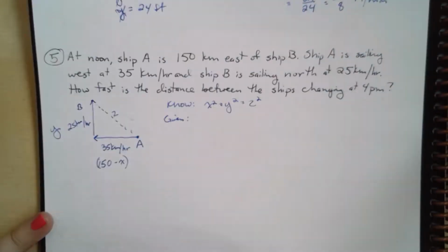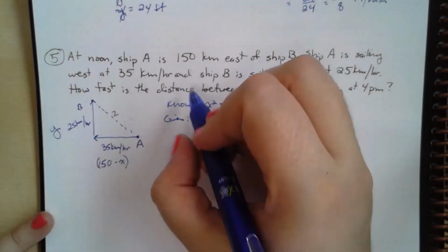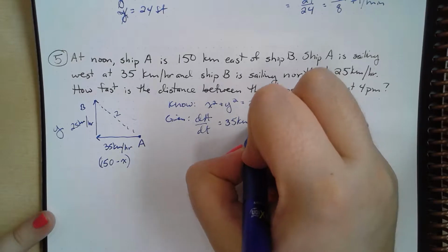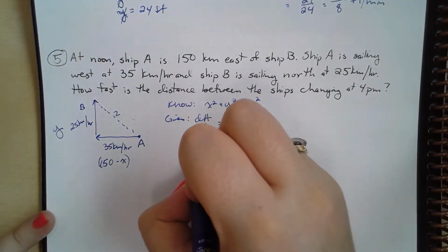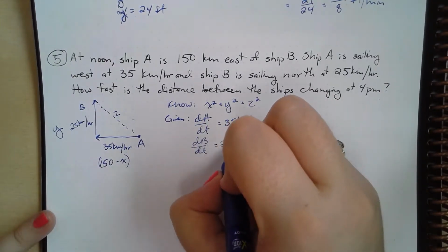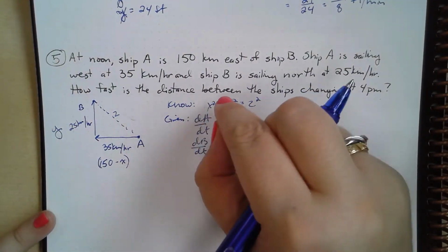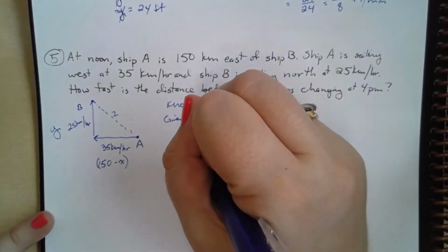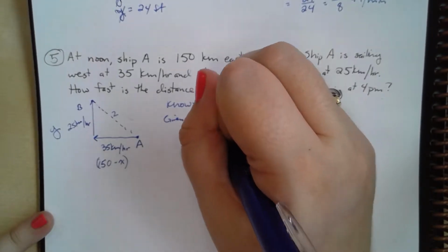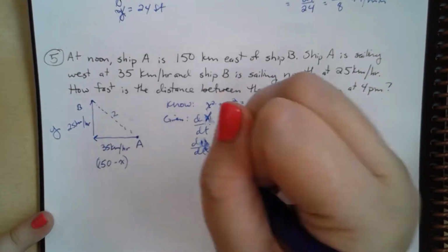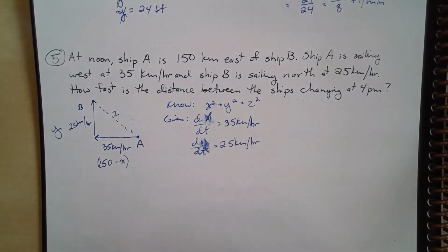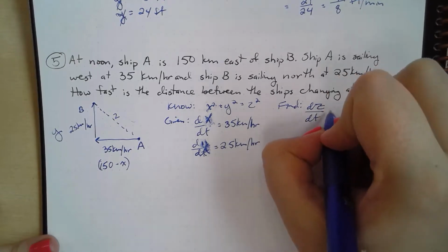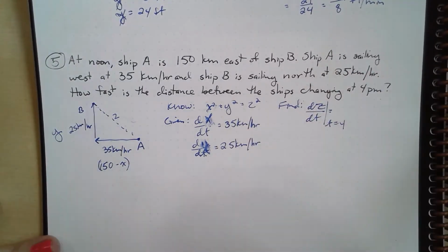right? And we're given that ship A, so dA over dt, is changing at 35 kilometers per hour, and dB over dt is changing at 25 kilometers per hour. And actually, maybe I should make this a little clearer here. This is our x, dx, and dy. It's really messy looking, but hopefully you can see it. So we want to find dz over dt when t is equal to 4, right? That's what we're trying to find here.